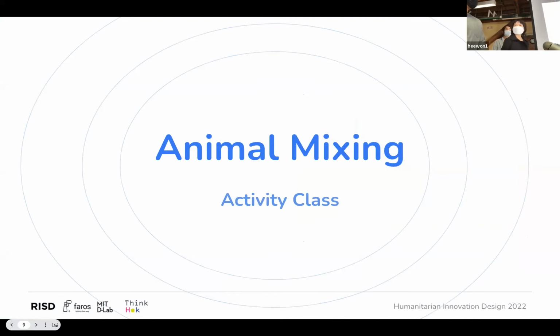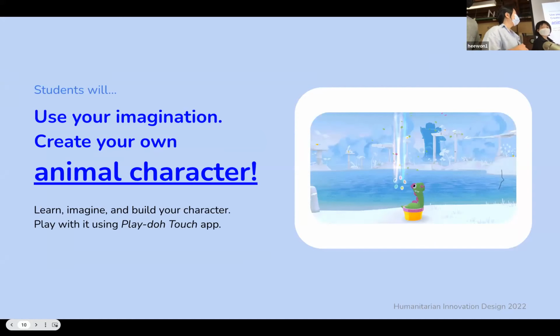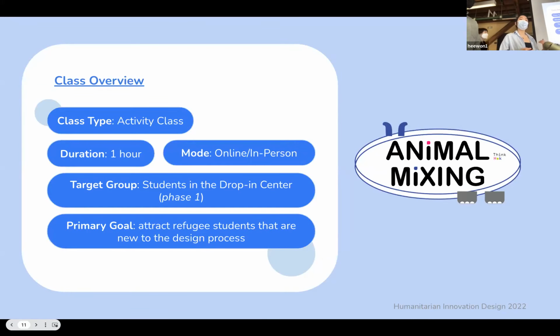Taking these ideas, we designed our 2 classes. So we're now going to present our first activity class, called Animal Mixing. In this class, students will create an animal character based on their imaginations. At the end of the class, they'll be able to play with their character using the mobile application called Play-Doh Touch-Up.